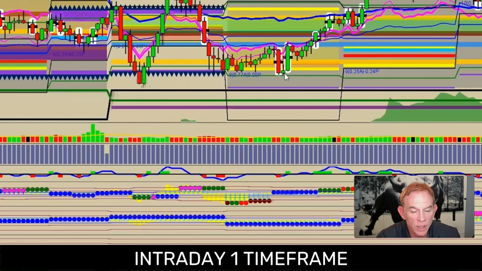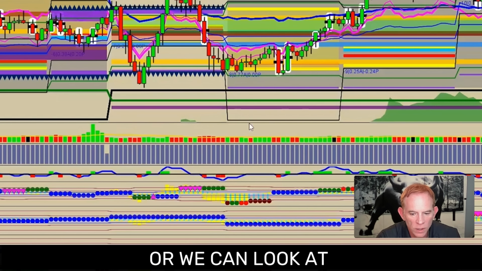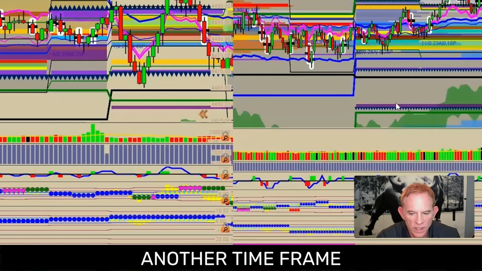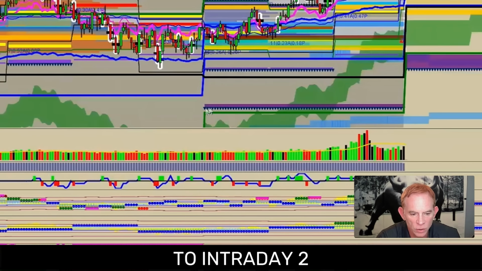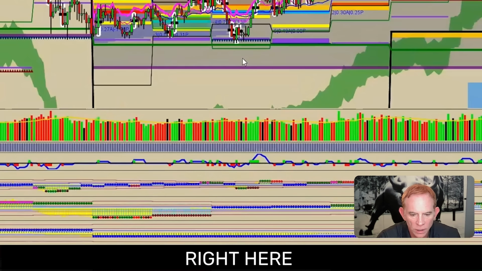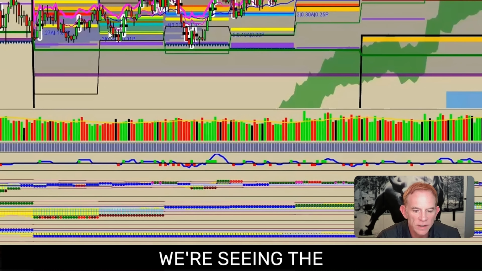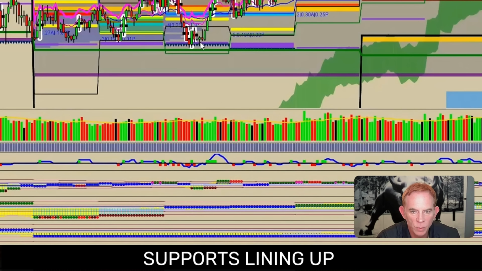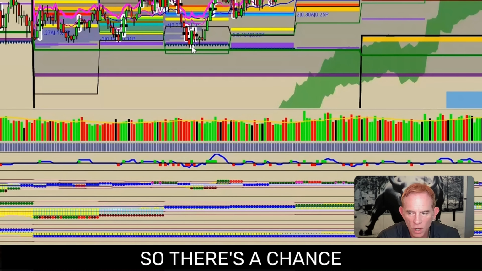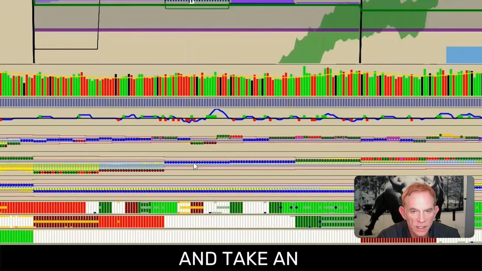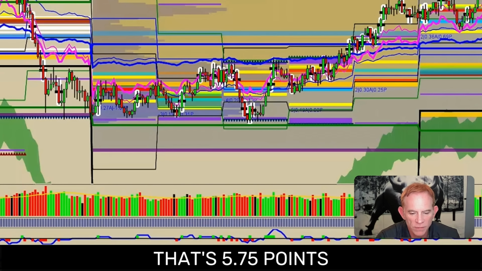Now we could buy intraday one time frame, or we can look at this and see, well, can we go down another time frame? If we go down to intraday 2, what we actually see right here, both here and here, we're seeing the intraday 2 time frame supports lining up on intraday 1, lining up on daily. So there's a chance to go long at 44.70 and take an intraday 2 range, which we'll say is 50% of an ATR. That's 5.75 points.